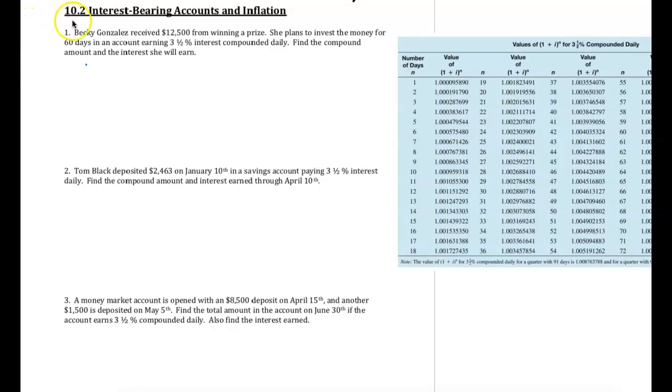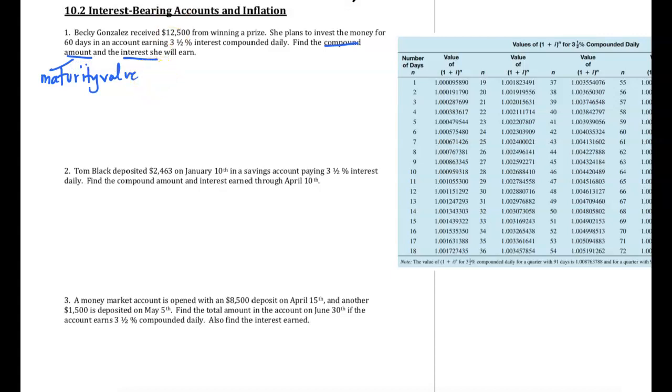Let's begin Chapter 10, Section 2 on interest-bearing accounts and inflation. Starting with question 1. Becky received $12,500. She plans to invest the money for 60 days in an account earning 3.5% compounded daily. We're going to find two things: the compound amount, another way to say the maturity value, as well as the interest earned.